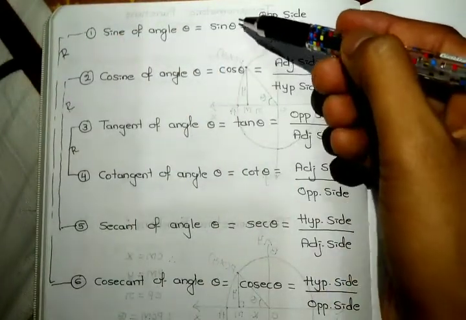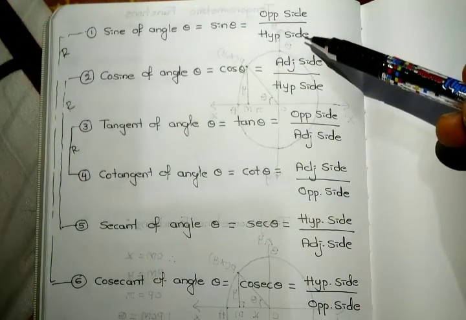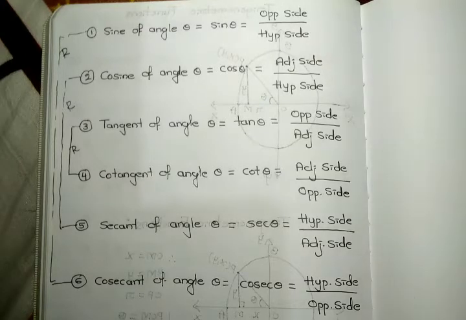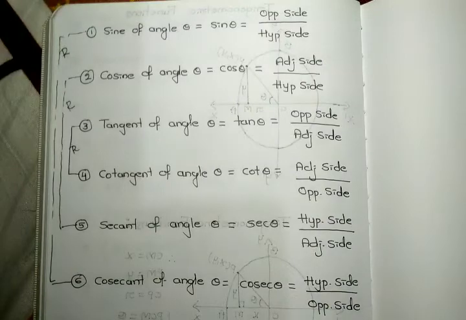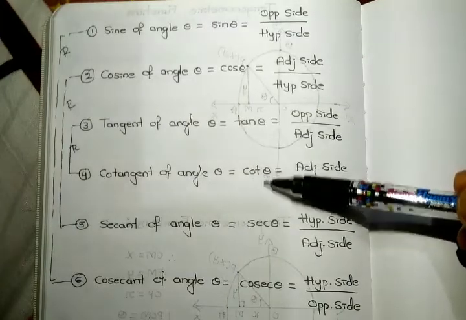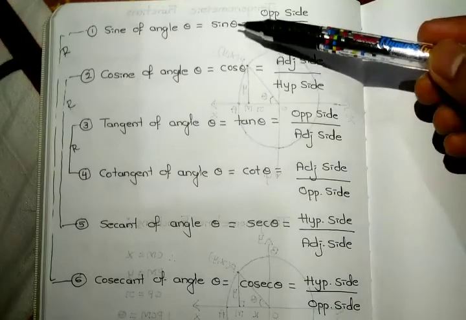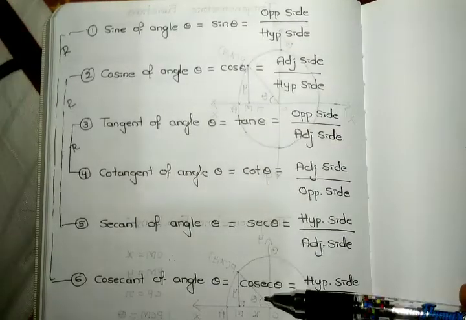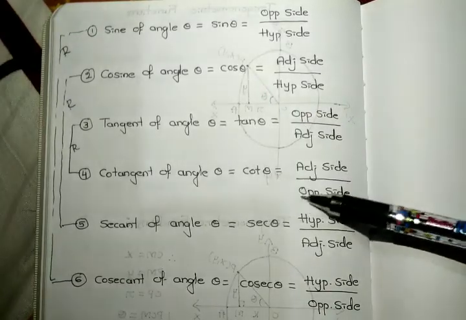That is sin theta and cosec theta. So sin theta is opposite side divided by hypotenuse side, and cosec theta formula is hypotenuse side divided by what here? Opposite side. So these 6 are the trigonometric functions. If you remember these 3, easily you can define cot, sec and cosec, because sin reverse is cosec, cos reverse is sec, tan reverse is what here? Cot.